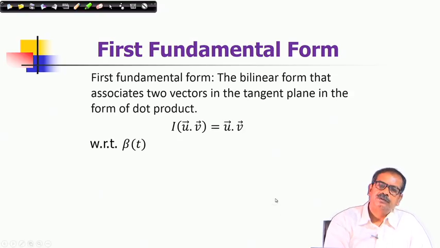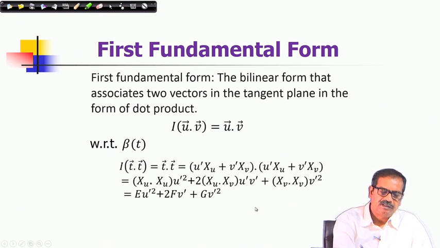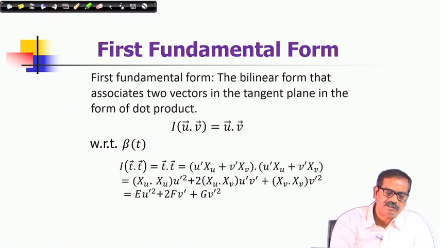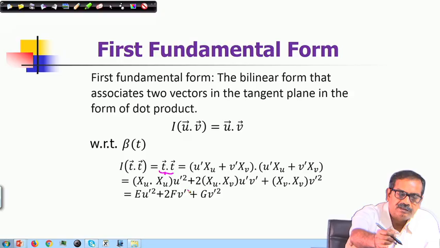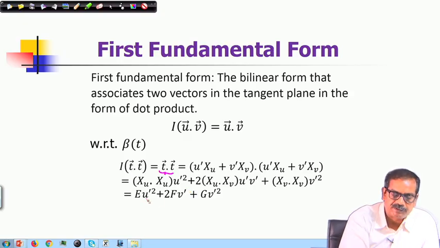So, with respect to a parametric curve beta(t), this could be expressed as the dot product of beta'(t) with beta'(t), that is, the tangential directions. Actually, this t is a parameter, but beta'(t) is the tangent. So, you take the dot product of these two tangents, as we have discussed how tangents could be computed. We are expanding these two tangents, and you get this particular quantity. This quantity is related to the first fundamental form.